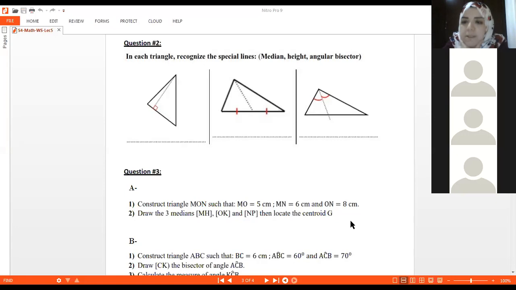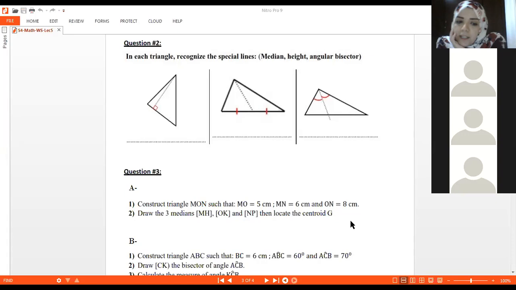We use a compass. We open the compass 5 centimeters. We put it on O, and we draw an arc. Then we draw another arc. The point of intersection is going to be M, and then we construct the triangle. Right? Yes. So the midpoints of the sides, we are going to find the midpoint of 5, the midpoint of 6, and the midpoint of 8. Right? The half. Yes. Okay.